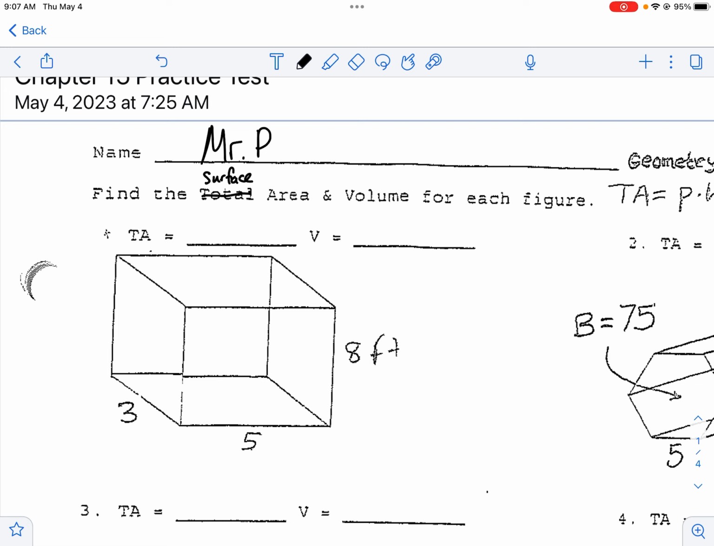The surface area is the area of the base, both bases, and then the lateral area, which is the area of all those rectangles on the sides. So for surface area, I'm going to need to do the perimeter times the height plus 2 times the base. The perimeter would be 3 plus 3 plus 5 plus 5, which is 16. Multiply that by the height plus 2 times the area of the base, which is 5 times 3. So I'm going to do 16 times 8 plus 2 times 15.